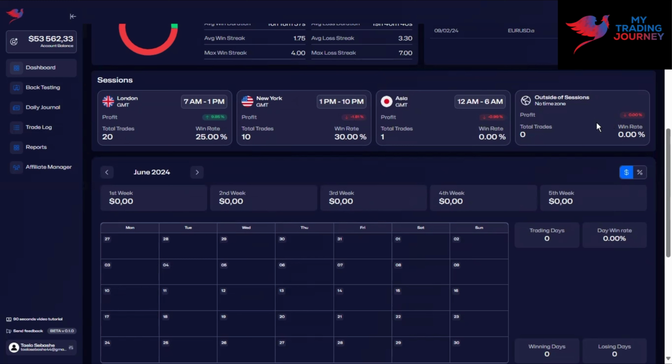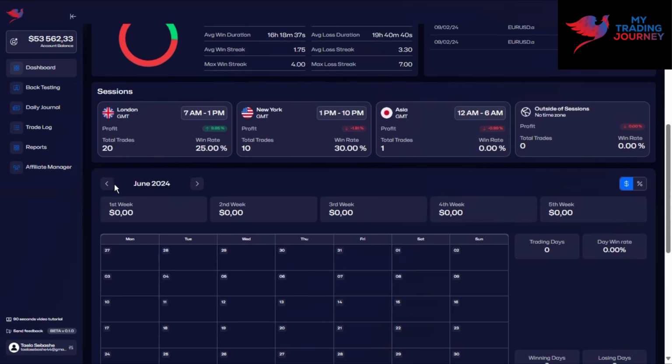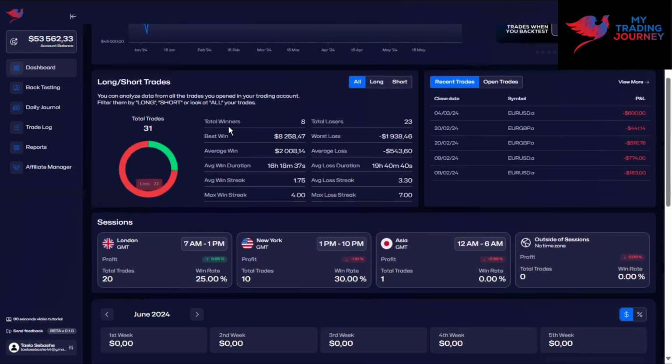Outside sessions, it's 0, nothing. I haven't taken any trades. At Asia I took 1 trade. New York I took 10. London I took 20. So actually this tells you that I have more trading opportunities at London, which means that I have to actually focus on trading the London session.